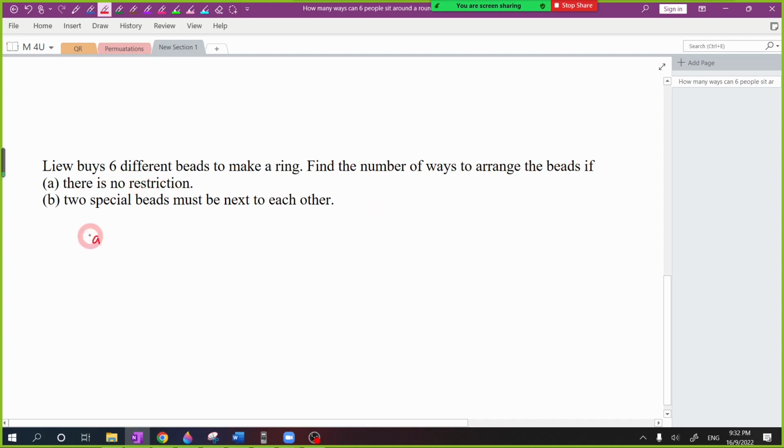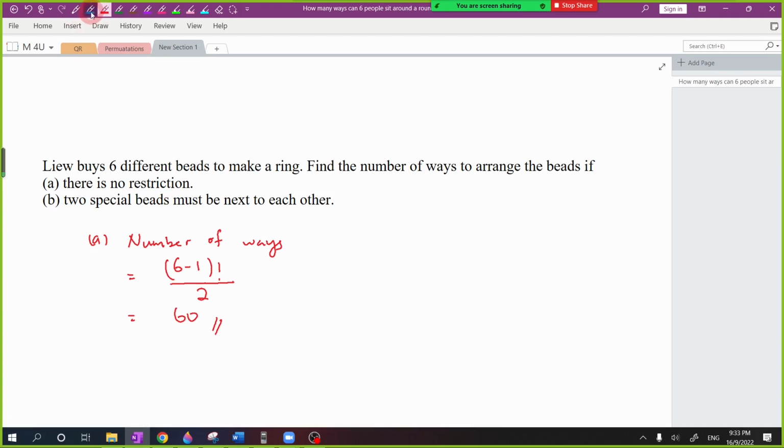So for A, it should be no problem. Number of ways in a circle, right? So 6 beans, it will be 6 minus 1 factorial. But this is not the final answer yet, because we can turn it over. The clockwise and anti-clockwise are not distinct, so we have to divide the answer by 2. Okay, just press your calculator. 5 factorial divided by 2 is equal to 60.